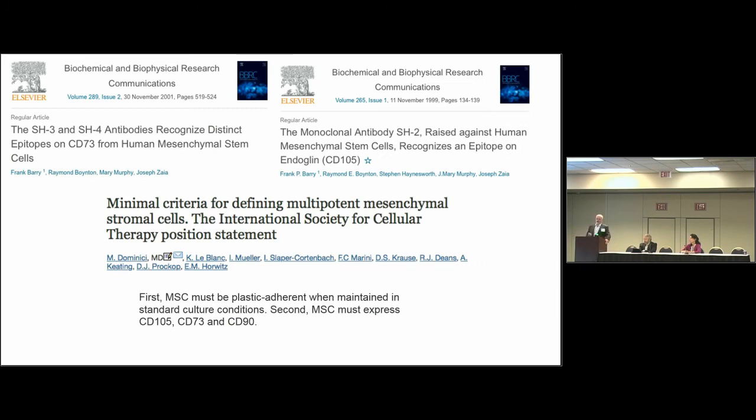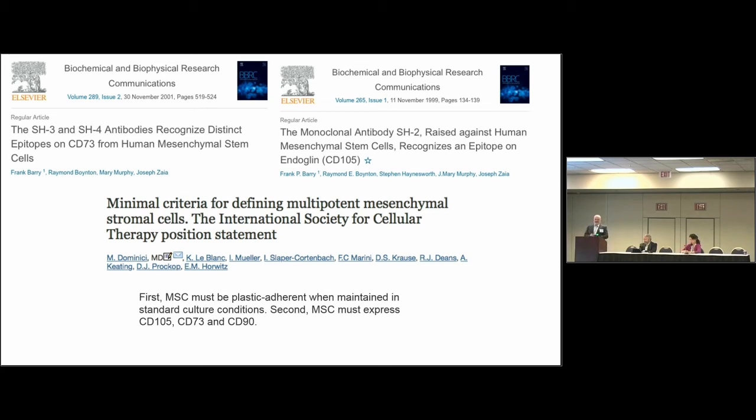And I wanted to focus for a minute on two of these, CD73 and CD105, because my lab identified these markers many years ago as being expressed on the surface of MSCs. So CD73 and CD105 are the antigens which are recognized by a panel of antibodies called SH2, SH3, and SH4, which were raised by Arnold Kaplan and Steve Hainsworth at Case Western Reserve University. My lab identified the antigens recognized by those antibodies as being CD73 and CD105.